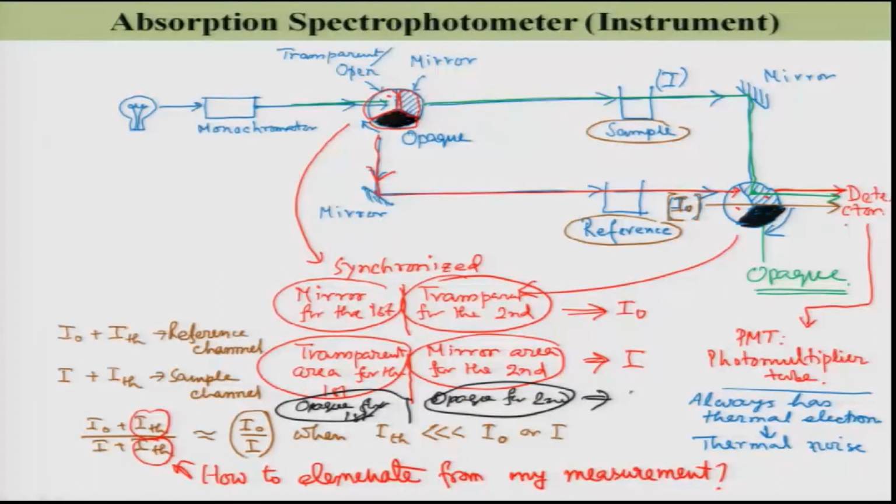So, in this case what are we going to measure? ITH. Now, you know the value of this ITH. So, you can do I0 minus ITH divided by I minus ITH, and you will get the exact value of the ratio. That means the exact value of I0 by I. So, the absorbance you calculate in this way will be very accurate, right. Okay. So, these are all about this absorption spectrophotometer, the instrumentation I wanted to discuss with you.